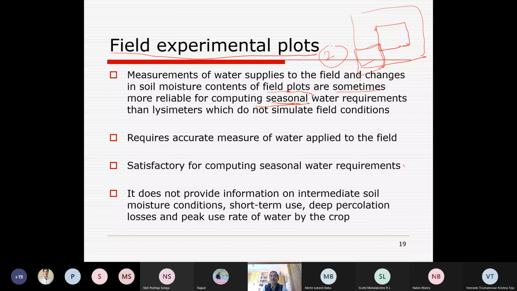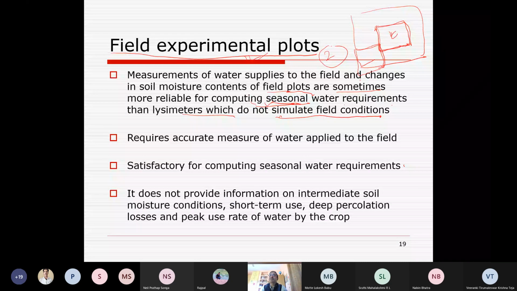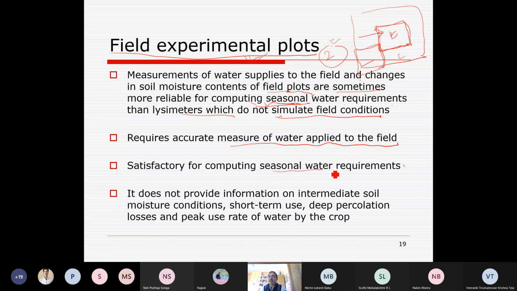The field experimental plot is more reliable for computing seasonal water requirement than a lysimeter, which does not simulate field conditions. Lysimeter has certain limitations, so it may give wrong information about the field. But if we take a part of the field as an experimental plot, it has actual field conditions. So seasonal water requirement is measured using a field experimental plot, called seasonal ET measurement. It requires accurate measurement of water applied to the field as irrigation, and in that way it is satisfactory for computing the seasonal water requirement of the crop or area.